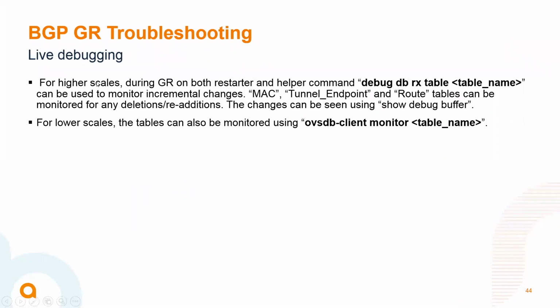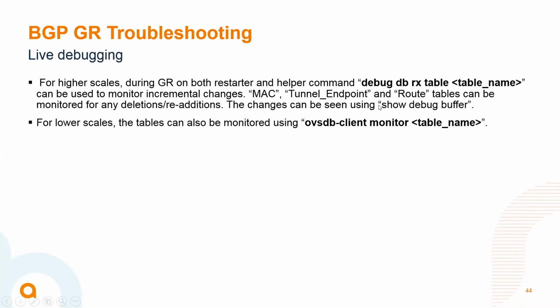If we are in live debugging sessions, then for higher scale, during GR on both restarter and helper, this command can be used: debug db rx table and the table name, to monitor just the incremental changes. If you use a command for lesser scale, like OSDB client monitor, it will initially dump everything in the first shot, and then it gives you the incremental changes, which may not be feasible for higher scales. Hence, you can go with this command for higher scale, so that it gives only the incremental changes. And the tables are these: MAC, tunnel endpoint, and route.